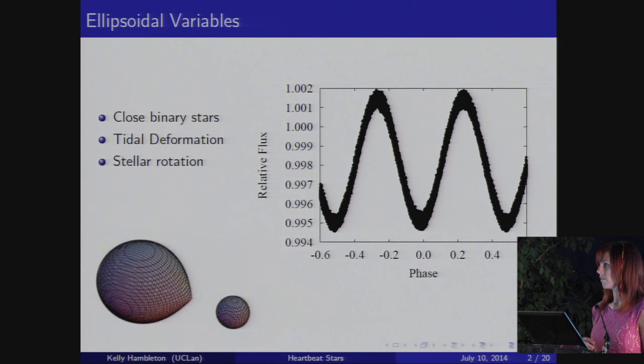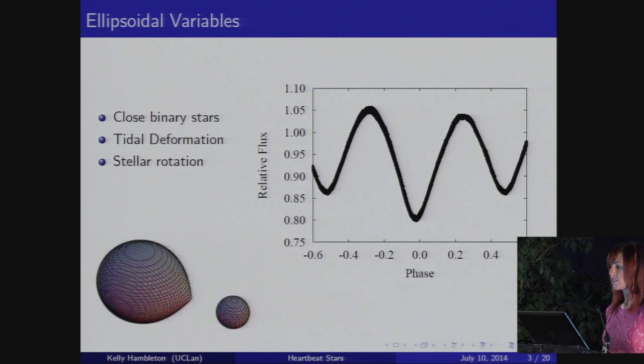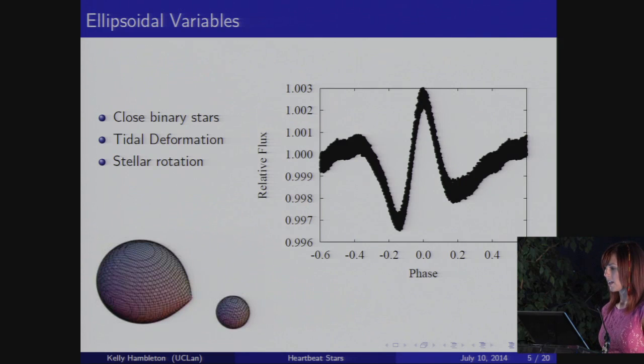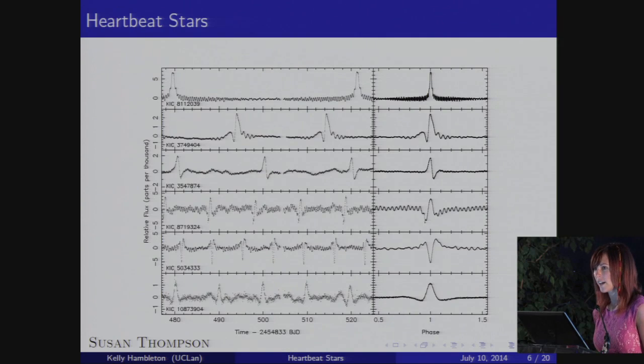Now, this is an image of an eccentricity equals 0 ellipsoidal variable, but what happens as the eccentricity increases is that we start to see different shapes in the light curves, also dependent on the argument of periastron, or the phase of closest approach relative to the observer. So these shapes become stranger and stranger as the eccentricity increases, and this brings me nicely on to heartbeat stars, which have a very high eccentricity.